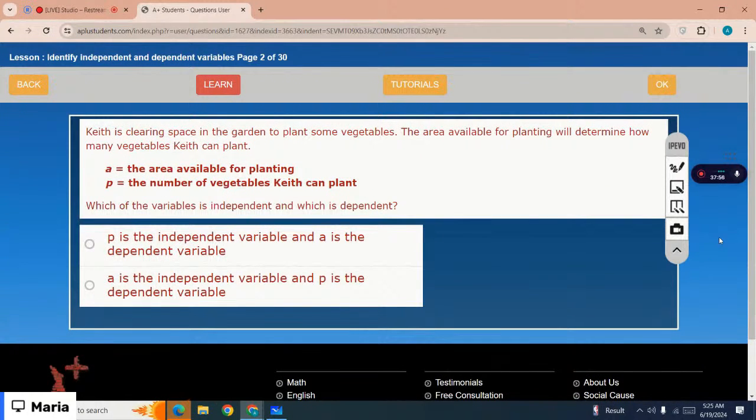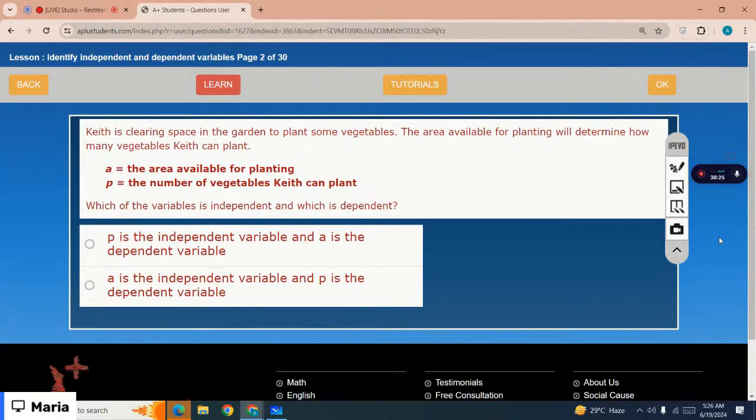Keith is clearing space in the garden to plant more vegetables. The area available for planting will determine how many vegetables Keith can plant. A equals the area available for planting and P equals the number of vegetables Keith can plant. Which of the variables is independent and which is dependent? So which is the correct option?